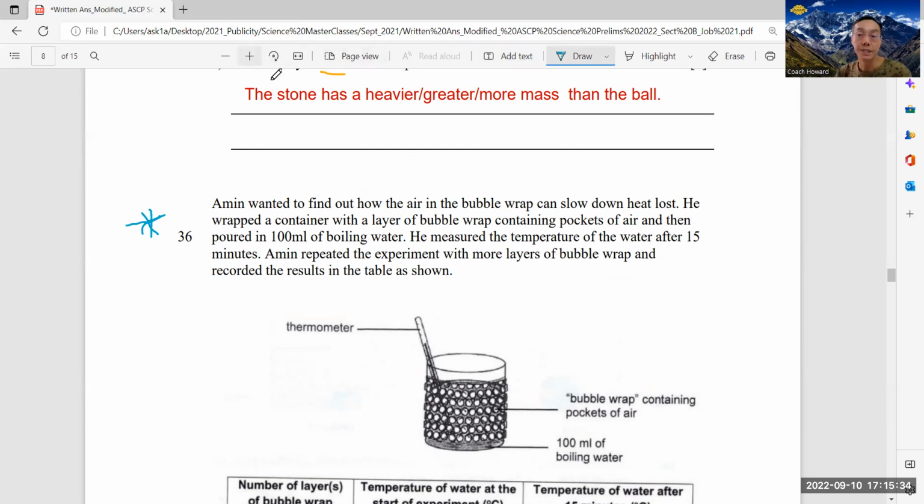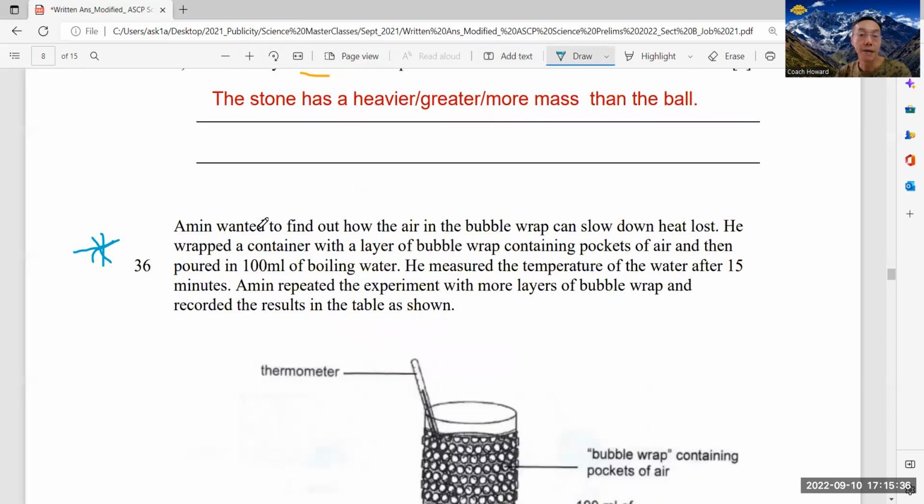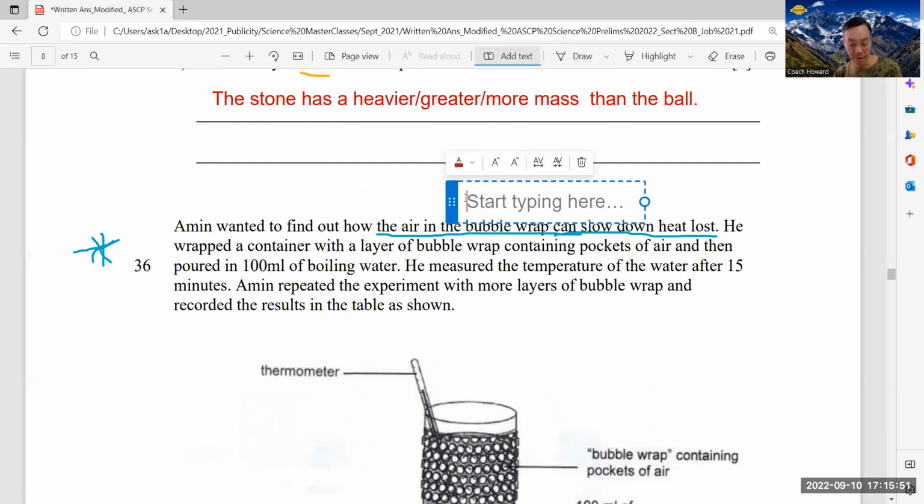Okay, let me enlarge it to explain. Armin wants to find out how air in the bubble can slow down. So you annotate this. This is the purpose of the experiment: how air in the bubble wrap can slow down heat loss. So you can actually annotate. This is the aim of the experiment.